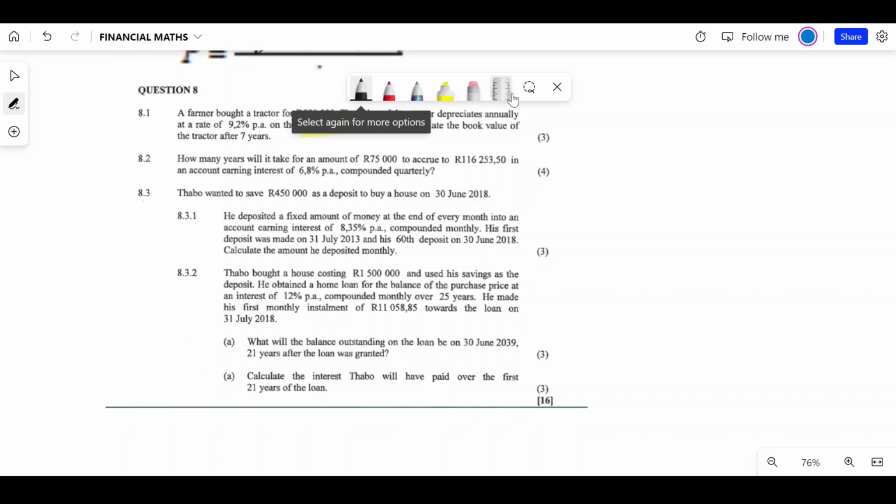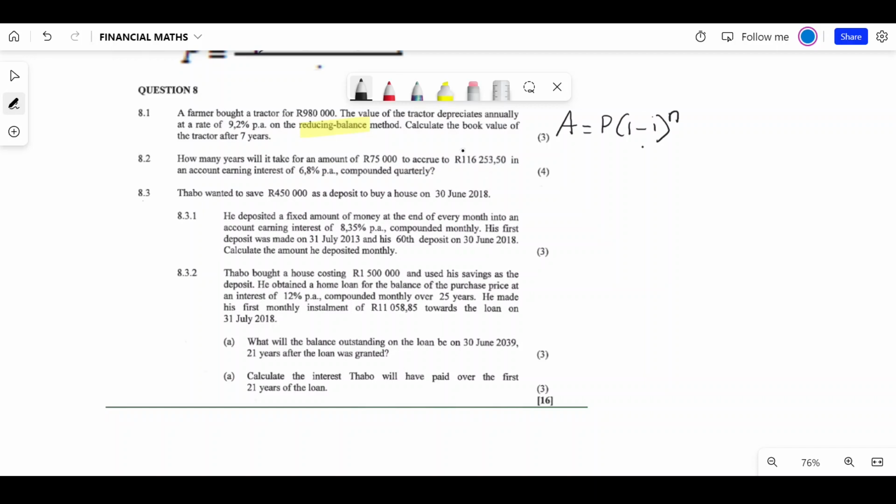So which formula goes for that? Reducing balance means it's a depreciation formula because the farmer bought a tractor. Reducing already tells you it depreciates. Using the reducing balance formula, that means the formula is A equal to P times (1 minus i) to the power n. That is a reducing balance formula.